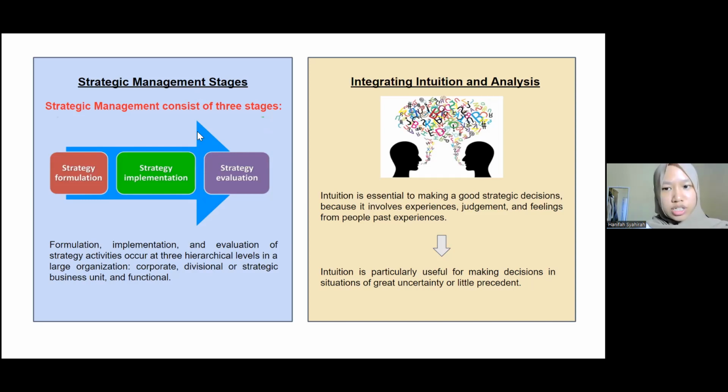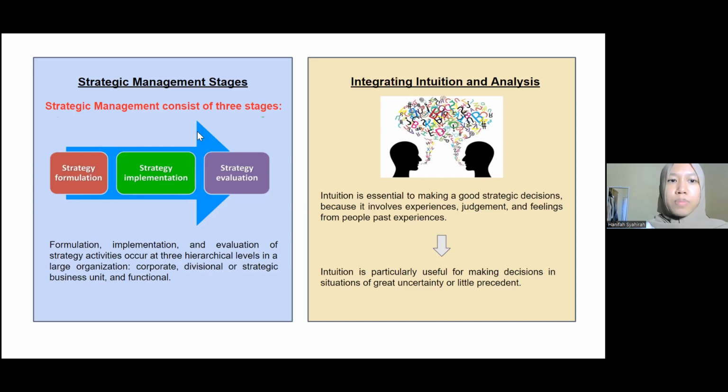Sometimes intuition itself is essential to making a good strategic decision, because it involves experience, judgment, and feeling from past experience. And what is the correct time to use intuition? Sometimes people use intuition when time is limited. For example, a person who has to make a decision in a brief moment cannot waste time on strategic data, so what they can do at the last moment is use intuition in a management decision. That is how intuition is used.